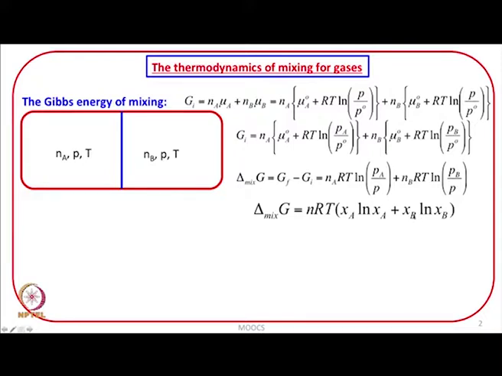Since this is for a two component system, if there are more components, I can generalize this equation into nRT summation j x j log x j, where j is the species j.